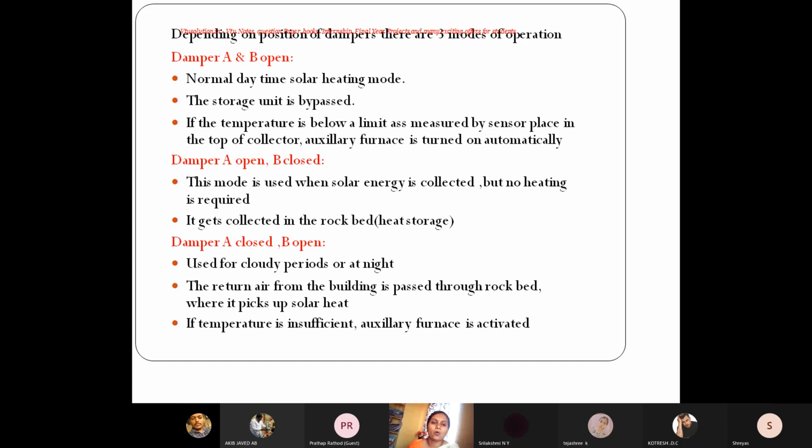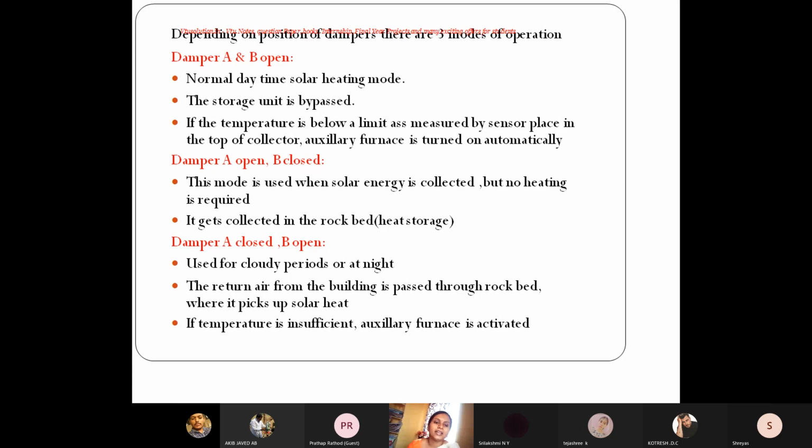Next, damper A open, B closed. This mode is used when solar energy is collected but no heating is required. We just collect the solar energy, but we don't want output. In that situation, we keep damper A open and B closed, since no heating is required. The heat gets collected in the rock bed, the heat storage. It will just collect.